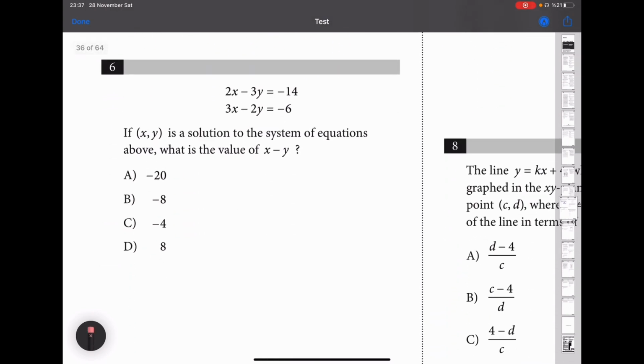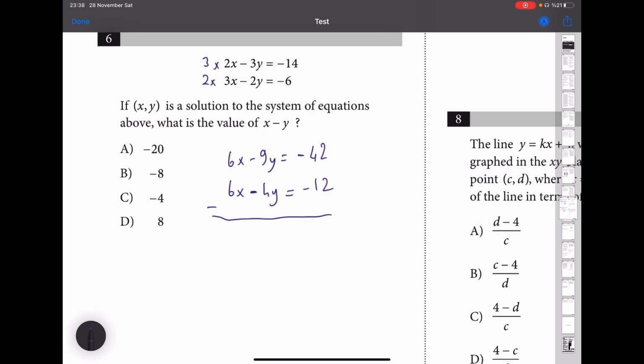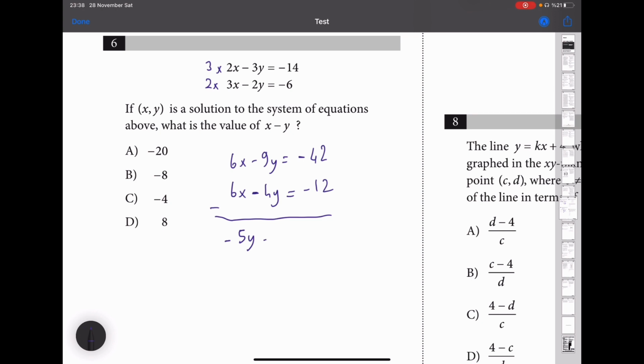Next question. If x and y is a solution to the system of equations above, what is the value of x minus y? Okay, let's find x and y separately. Multiply this thing by 3, this thing by 2. So 6x minus 9y equals minus 42. 6x minus 4y equals minus 12. Let's subtract them. Minus 5y equals minus 30. So y is 6.